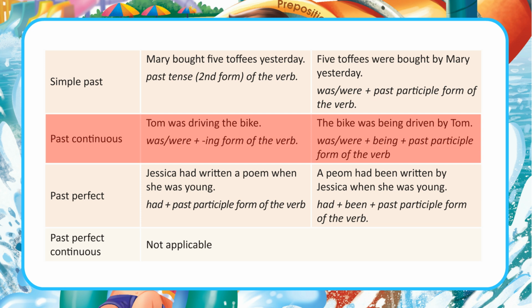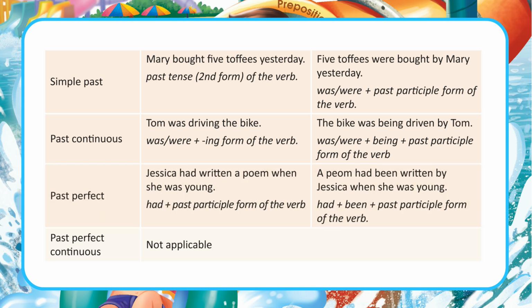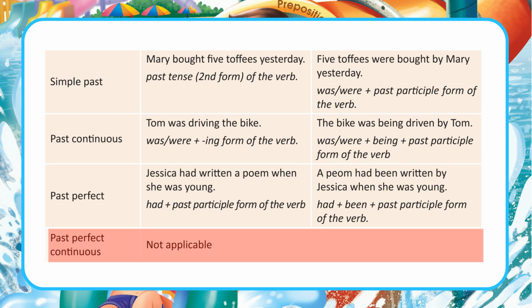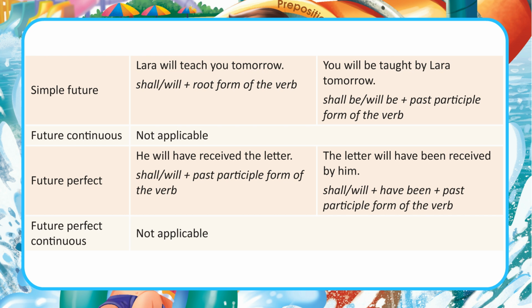Past continuous. Tom was driving the bike. Was/were plus ing form of the verb. The bike was being driven by Tom. Was/were plus being plus past participle form of the verb. Past perfect. Jessica had written a poem when she was young. Had plus past participle form of the verb. A poem had been written by Jessica when she was young. Had plus been plus past participle form of the verb. Past perfect continuous. Not applicable.